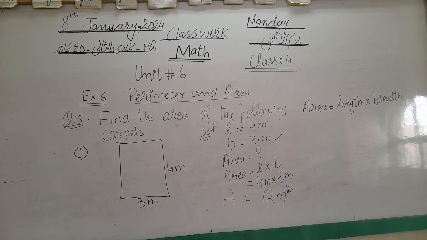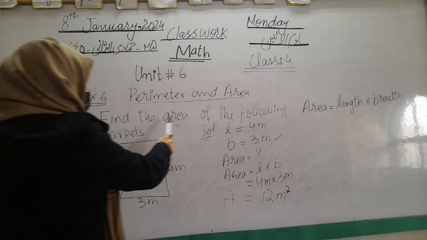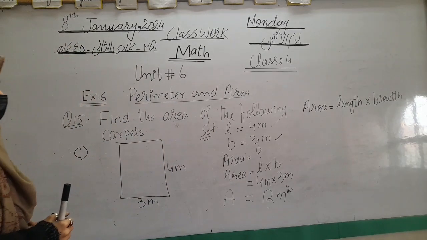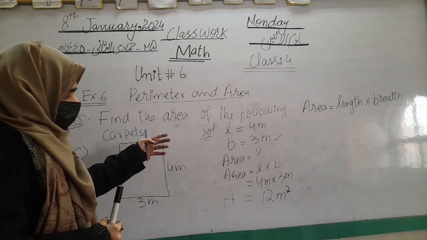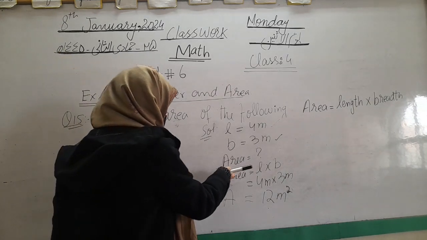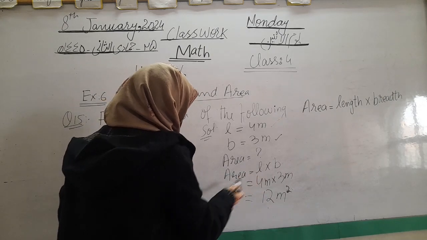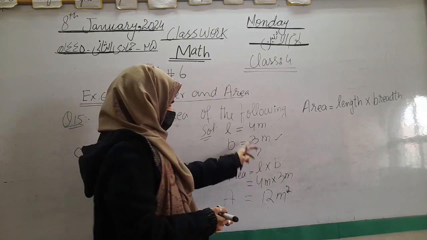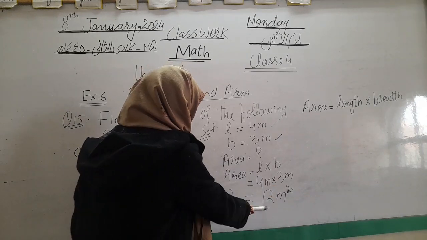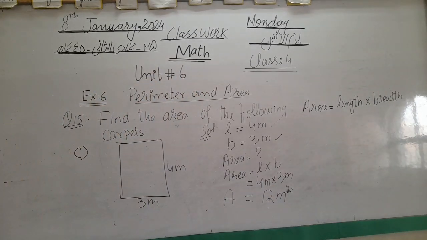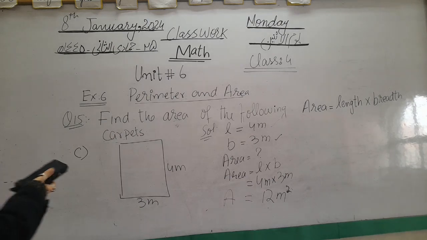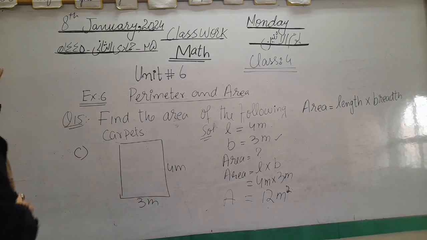In this question, we have to find the area by the given values. Length was 4 meter, breadth was 3 meter, and we use the formula of area. As you know, area is equal to length multiplied by breadth. So we put the value of length, 4 meter, and breadth, 3 meter. When we multiply 4 with 3, 4 3s are 12. Then we will get 12 meters squared. That is the required area that we have to find.